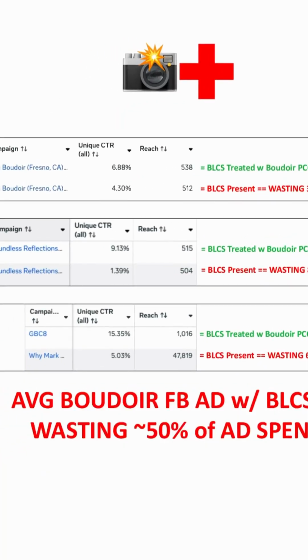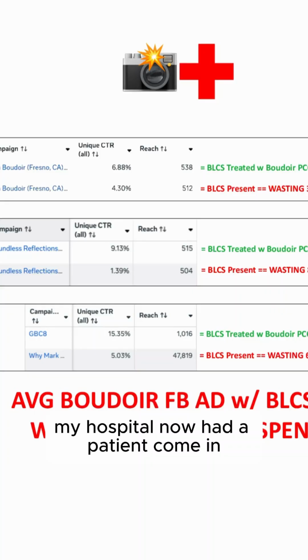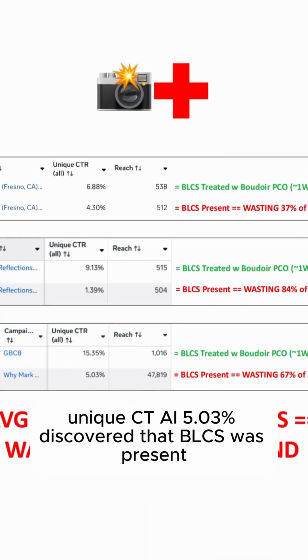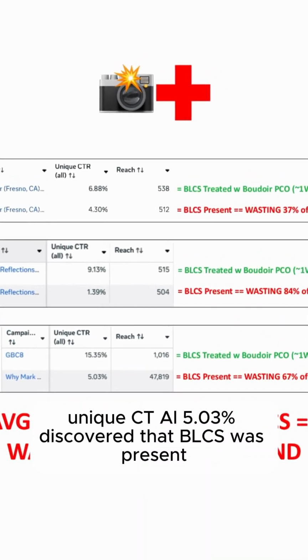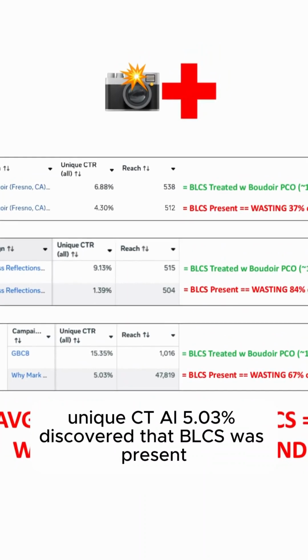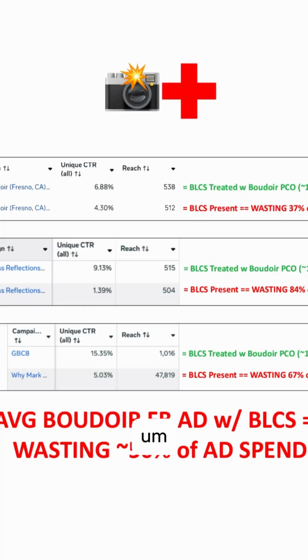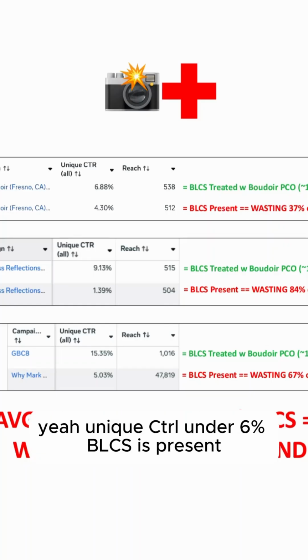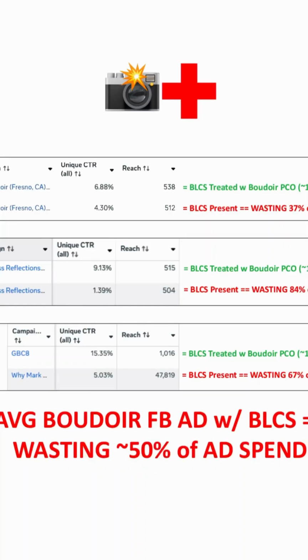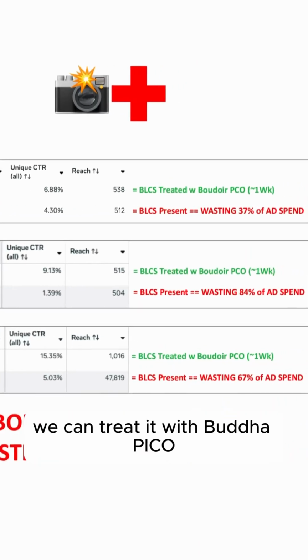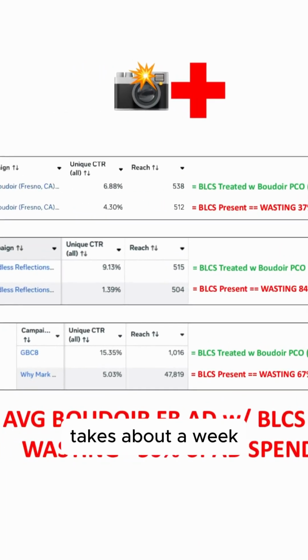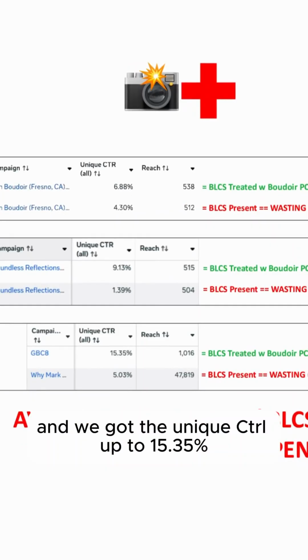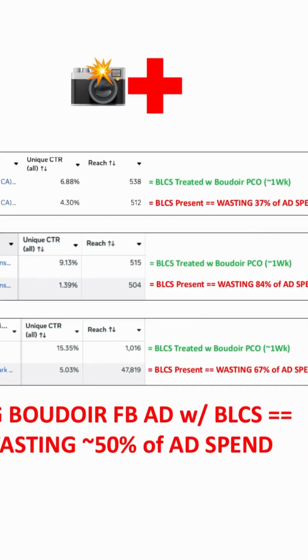Finally, my hospital now had a patient come in, unique CTR 5.03%, discovered that BLCS was present. Unique CTR under 6%, BLCS is present, Boudoir click syndrome. So now we've got the solution. We can treat it with Boudoir Pico. It takes about a week. And we got the unique CTR up to 15.35%.